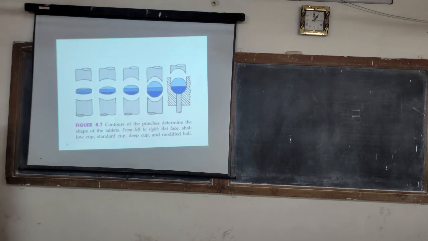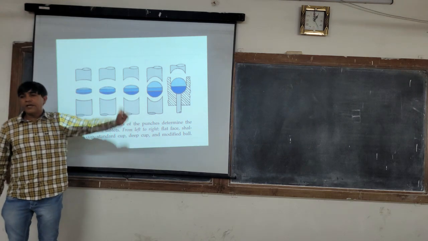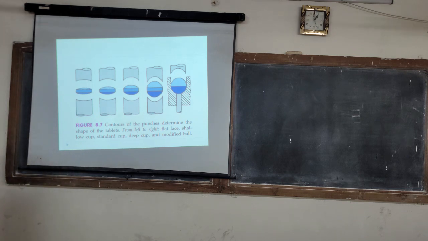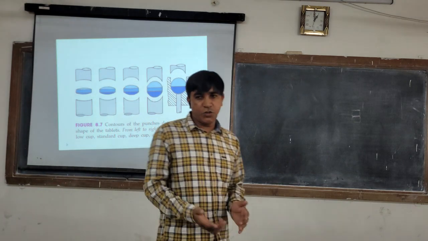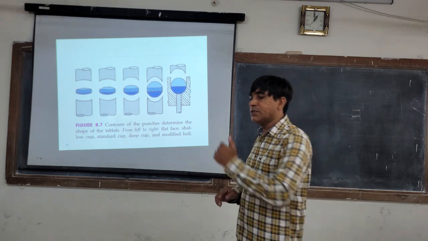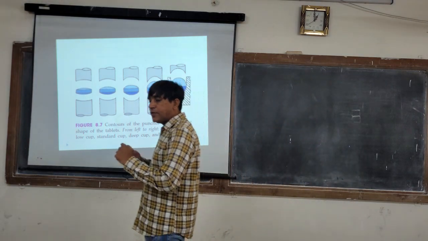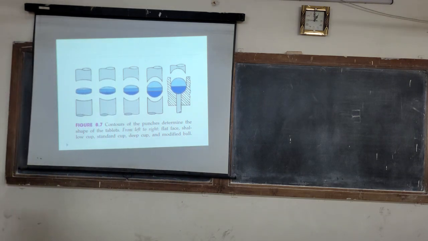These are different shapes of punches available. This is shallow punch, this is concave punch, deep concave punch, rounded, and completely rounded. Depending on the requirement, we can use any punch. If our tablets are to be coated subsequently, we need to use the concave punches or deep concave punches, because the rounded edges of the tablets will facilitate the cascading of the tablets in a coater. But if the tablets are not coated subsequently, they are normally prepared with flat face punch, that is flat tablets.